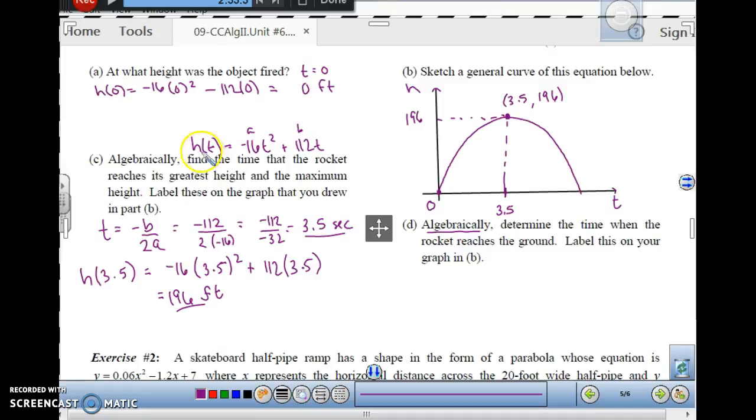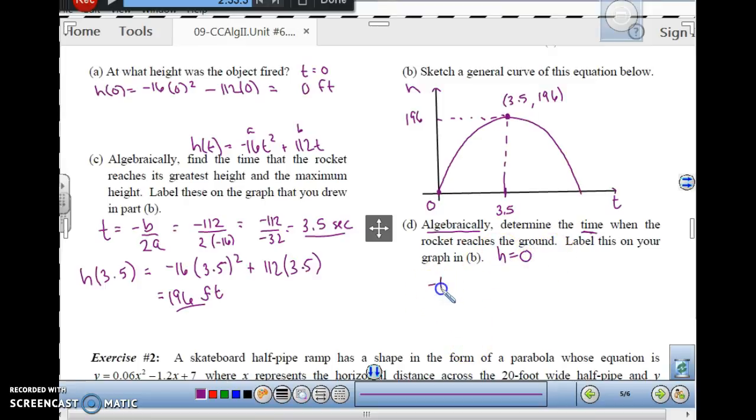Okay, so remember our formula is h of t equals negative 16t squared plus 112t. We are looking for the time, so we're looking for t. So we need to know at what height we're looking. Well, algebraically, when the rocket reaches the ground, at what height is it? Well, that means that h will equal 0.